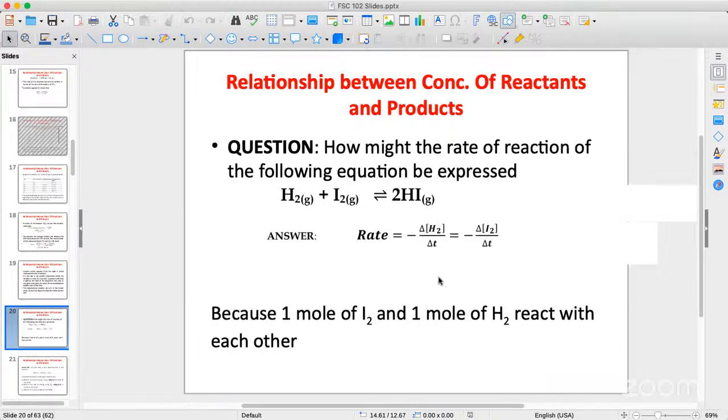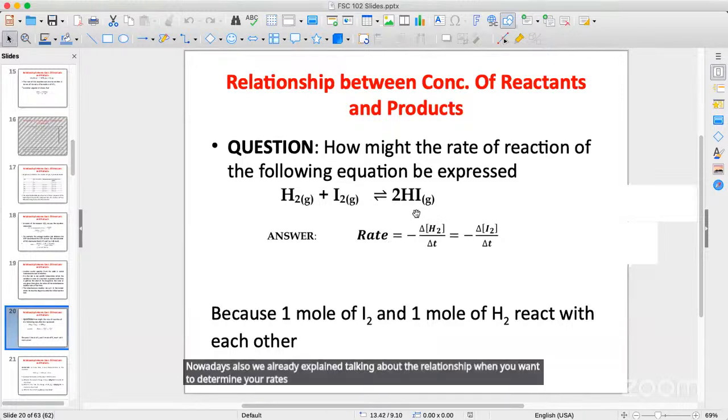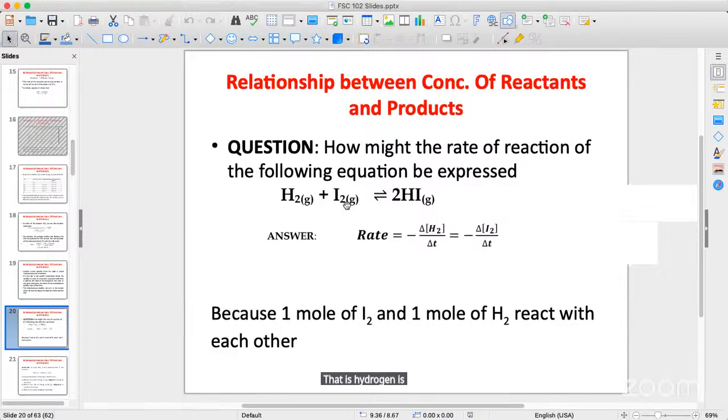All these we also already explained, talking about the relationship when you want to determine your rate. In this case, we already spoke about that under our nitrogen pentoxide. You can see this is 1 mole, that is, hydrogen is 1 mole, iodine is also 1 mole, hydrogen iodide is 2 mole.